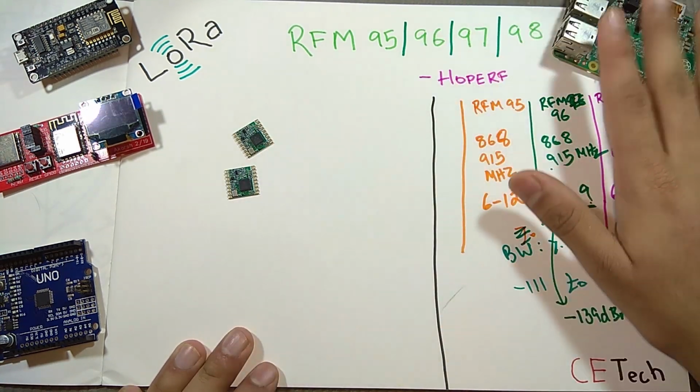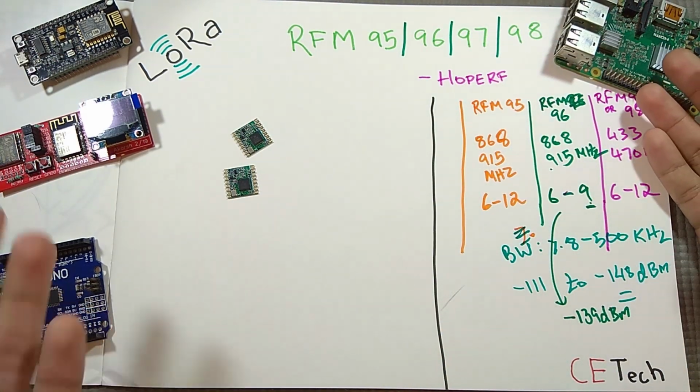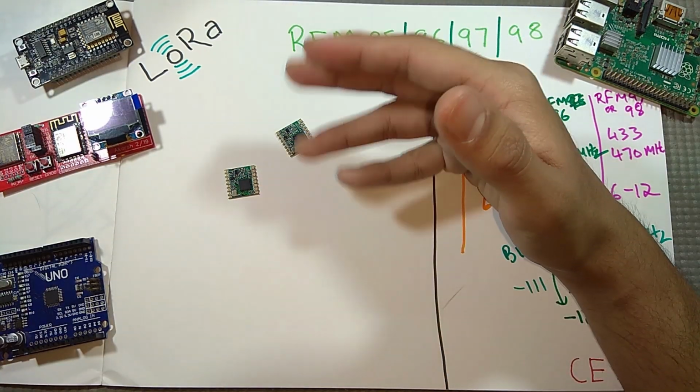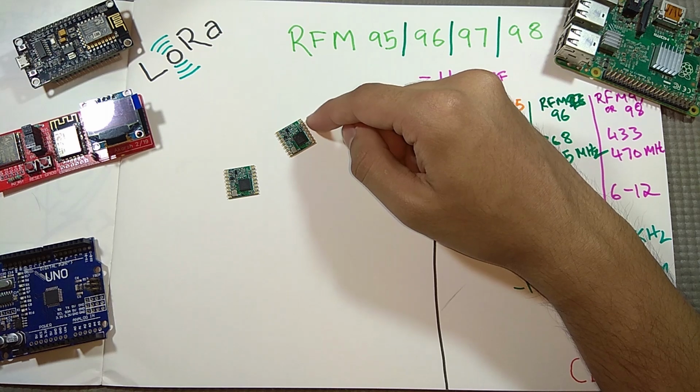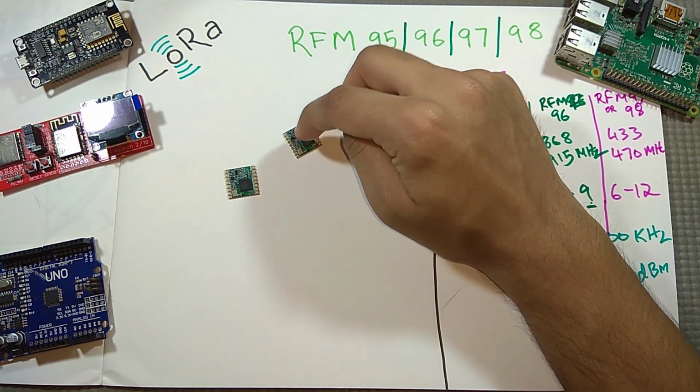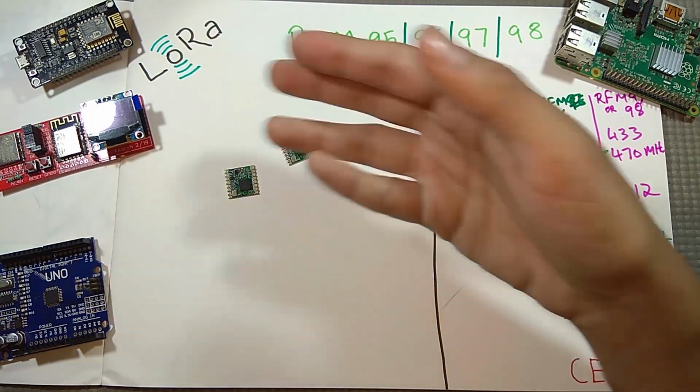Now moving on to one of the main things that you need to know, which is the connections of this module to anything like a Pi or an Arduino or any microcontroller. The module is based on an SPI interface. So you'll have to connect the SPI bus from the RFM module to your microcontroller.